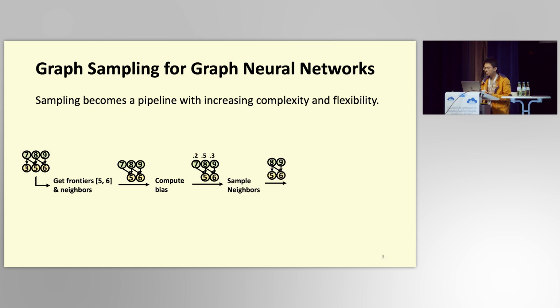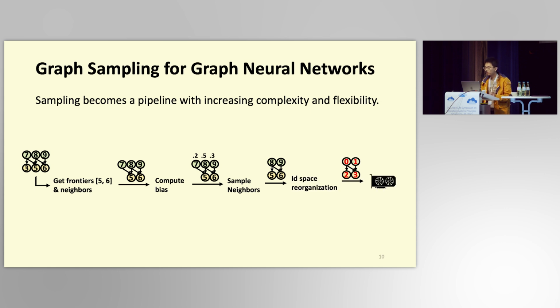Then, the algorithm may perform sampling, but here it's not from a single vertex perspective. Instead, it may perform joint sampling, for instance layer-wise sampling, to get the target subgraph from multiple vertices such as 5 and 6, according to the global information computed earlier.